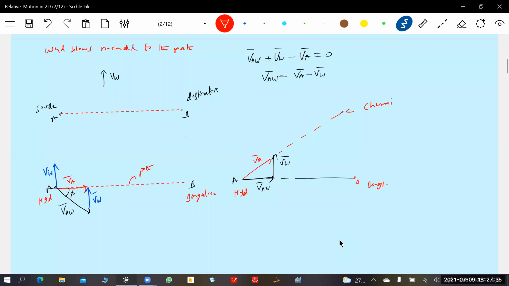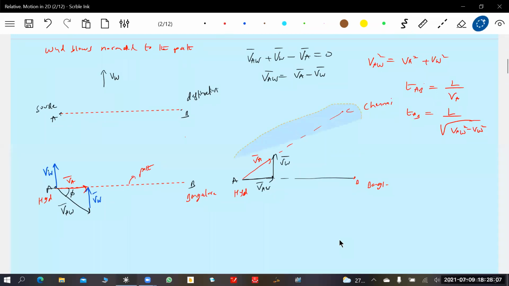What about the time taken in this case? Time taken as usual. So VAW square equals VA square plus VW square. Then the time taken to move from A to B should be equal to L by VA. Okay, that's the time of journey.